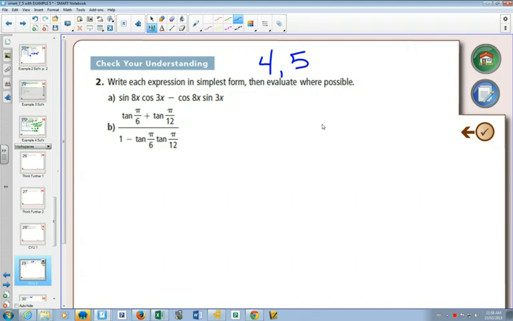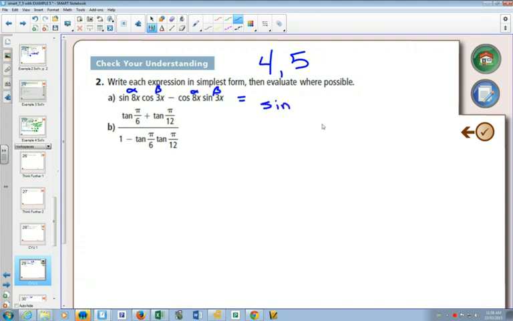So for A, what I need you to recognize is that I have sine cos minus cosine. Those are 4 things in a row. That matches up with one of our formulas. 8x is going to be our alpha, and 3x is going to be our beta. So we're really looking, do we have a formula that's sine alpha cos beta minus cos alpha sine beta on our formula sheet? And what is it equal to?